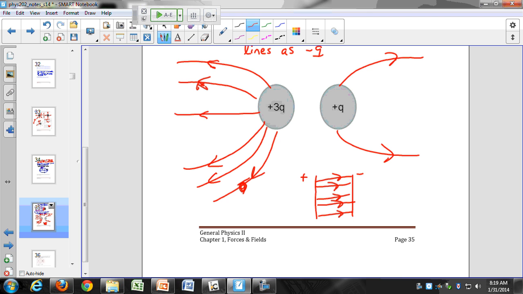On the plus 3 charge, you have 6 lines coming out of it. Is there a reason you picked 6? Yeah, because I had 2 lines. I drew 2 over here. I needed 3 times as many, 3 on the plus q. So that'd do 9. So it's proportional to the magnitude of the charge. Yeah, that's the point. So you just drew 2 just because. I could have drawn 1 and 3, 2 and 6, 3 and 9. That's what I was trying to say.